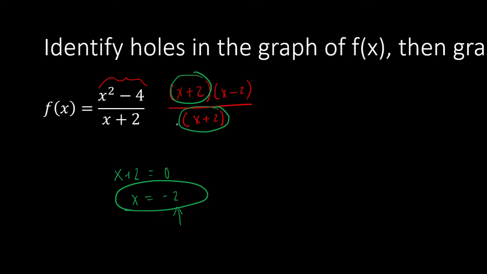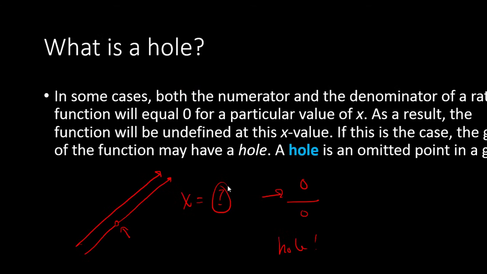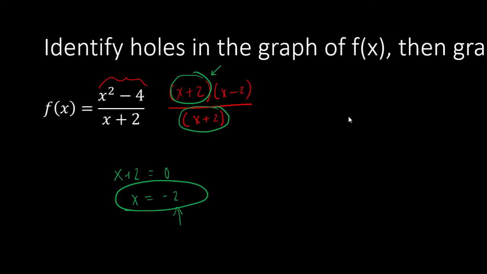We're just taking that a step further and saying, okay, it's not just that it's undefined at that value, but if we also have that term in the numerator, it's a hole. Remember, if the numerator and the denominator of the rational function equal 0 for that particular value, we have a hole. So in this case, if x was equal to negative 2, I would have negative 2 plus 2 times x minus 2 over negative 2 plus 2.